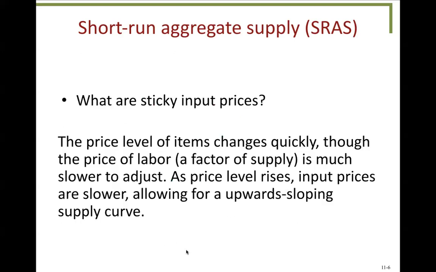Now, what are sticky input prices? This is what makes the short-run aggregate supply curve slope upward and not be perfectly vertical. Sticky input prices are caused by the price level of items changing quickly. So you go into a grocery store and you see that oranges cost more than they did yesterday. But the price of inputs, maybe the price they paid for those oranges, or the price of the labor of the people working there, does not change as quickly. Because it would take a lot longer for somebody to get a raise than it would for them to just bump the price on the oranges. So it's because these factors of supply are slower to adjust: as price level rises, input prices are slow, allowing for an upward sloping supply curve.